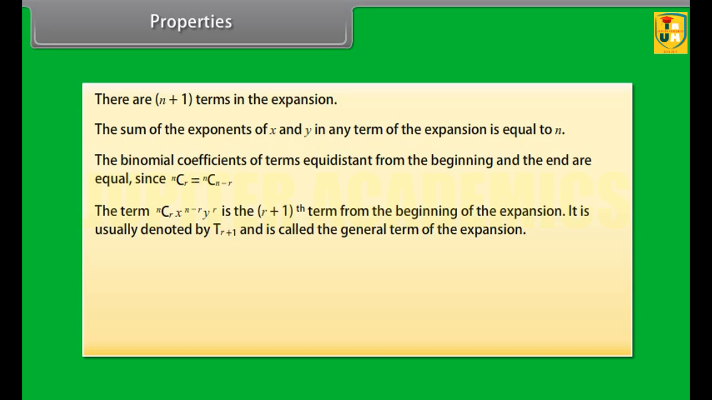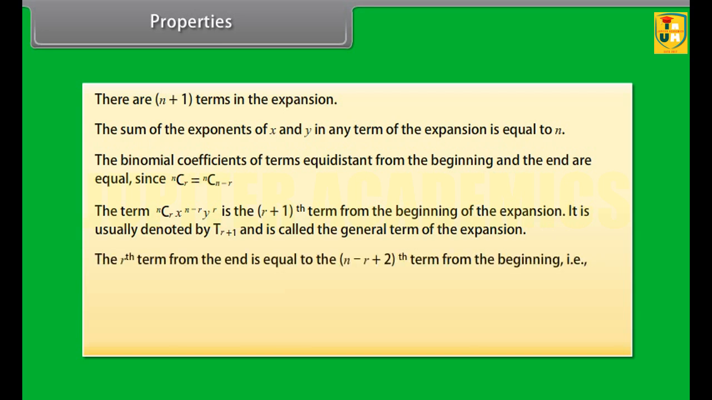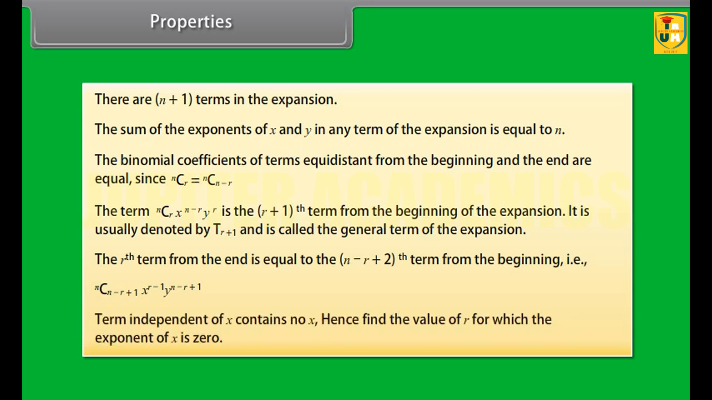It is usually denoted by T(r+1) and is called the general term of the expansion. The rth term from the end is equal to the (n - r + 2)th term from the beginning, that is, nC(n - r + 1) times x raised to power (r - 1) times y raised to power (n - r + 1). The term independent of x contains no x. Hence, find the value of r for which the exponent of x is 0.